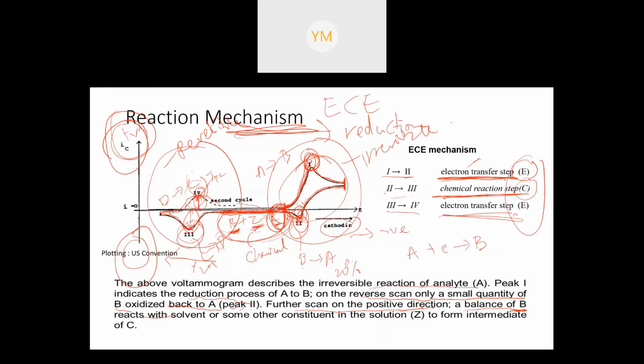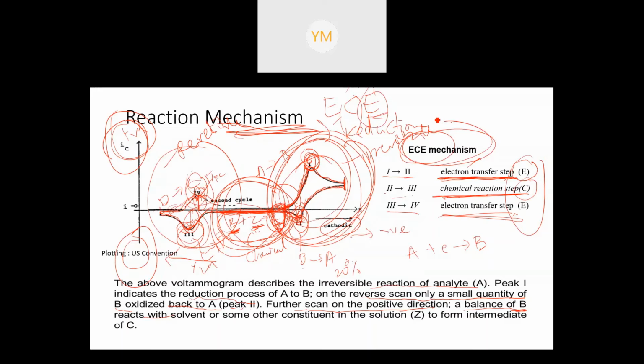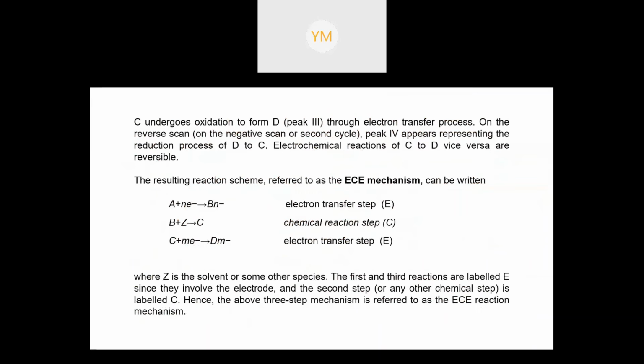It involves an electrochemical reaction between A and B. Then C, a chemical reaction in the middle, between B and Z, the solvent, and again E, between C and D. There is current increase on both sides, which is called an electrochemical reaction. So this mechanism is called the ECE mechanism: electrochemical reaction plus chemical reaction plus electrochemical reaction.